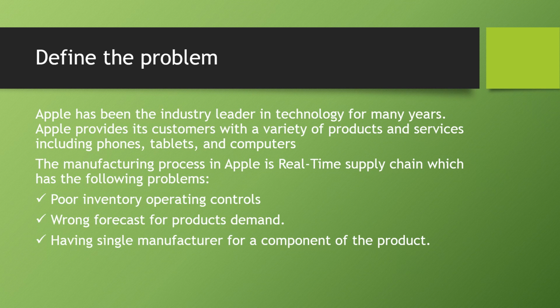Apple has been the industry leader in technology for many years. Apple provides customers with a variety of products and services including phones, tablets, and computers. The manufacturing process in Apple is a real-time supply chain, which has the following problems. 1. Poor inventory operating controls. 2. Wrong forecast for product demand. 3. Having a single manufacturer for a component of the product.